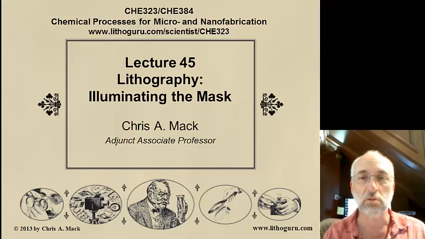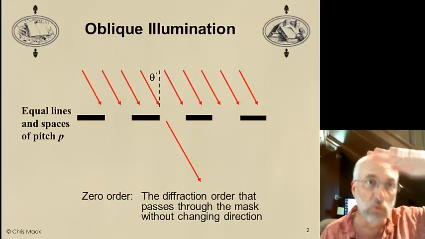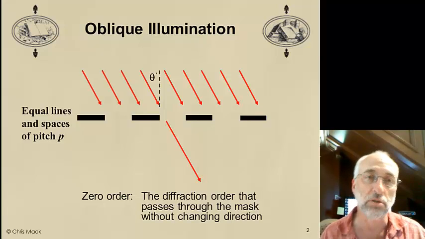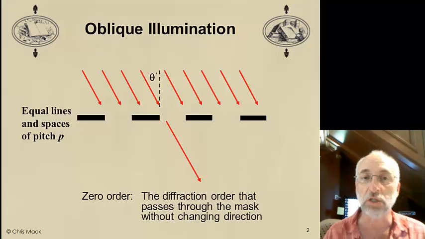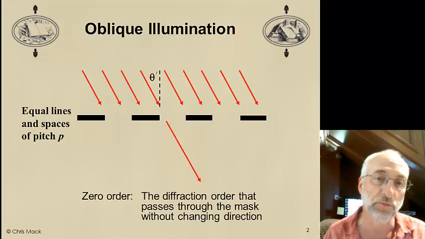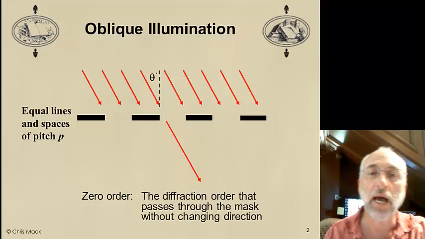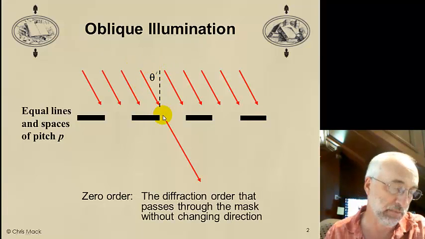But now let's generalize. Instead of light just hitting the mask normally incident, what if we simply tilt the plane wave of illumination? Now the light's coming in from an angle. Should be fairly easy to do. What is its impact on the diffraction pattern, and what's the impact on the image? We're going to find out. So we tilt the illumination. I'll let theta prime be the angle that the light hits the mask.